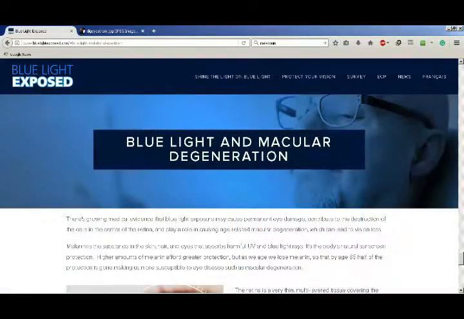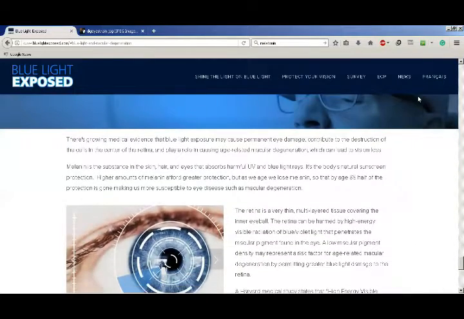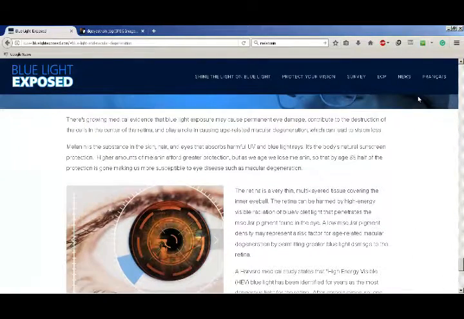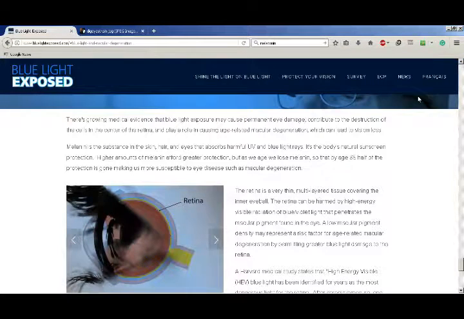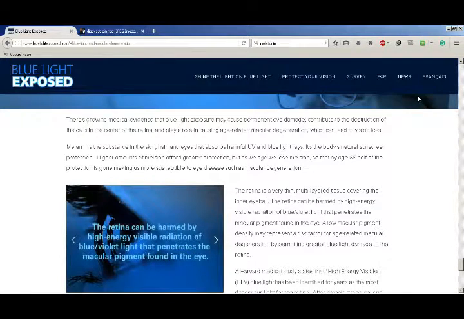Next it says blue light and macular degeneration. There's growing medical evidence that blue light exposure may cause permanent eye damage, contribute to the destruction of cells in the center of the retina, and play a role in causing age-related macular degeneration, which can lead to vision loss. Okay, this is all caused by blue light exposure.